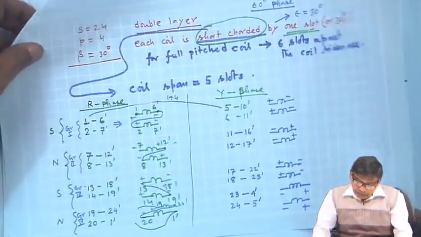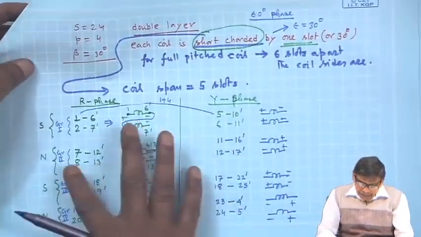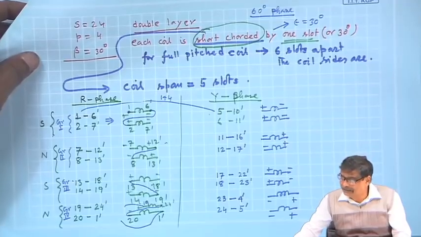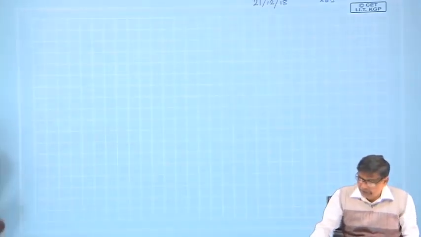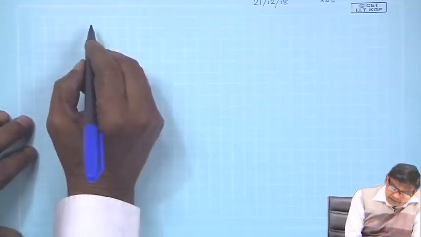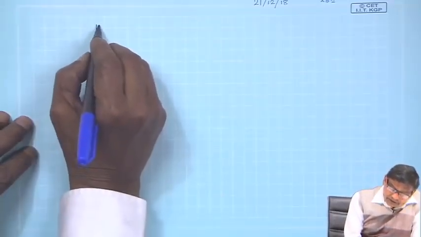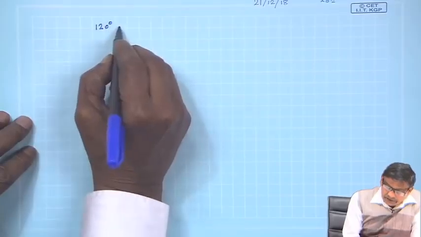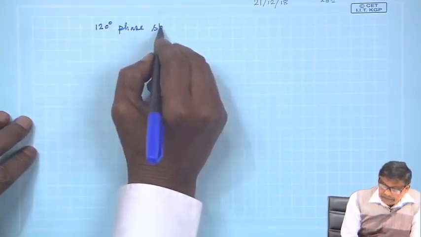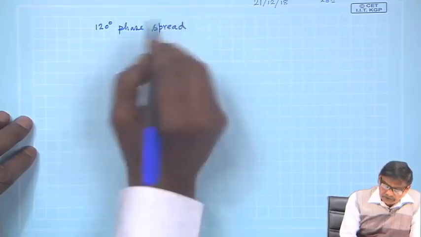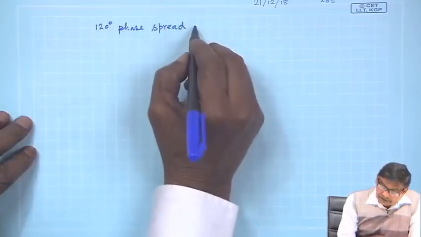Achha, now, I am not translating this to this winding, you will be in a better position to do that. Now, today the last of these windings that I will tell is there is another winding that is called 120 degree phase spread winding. It is sometimes used, 120 degree phase spread winding.